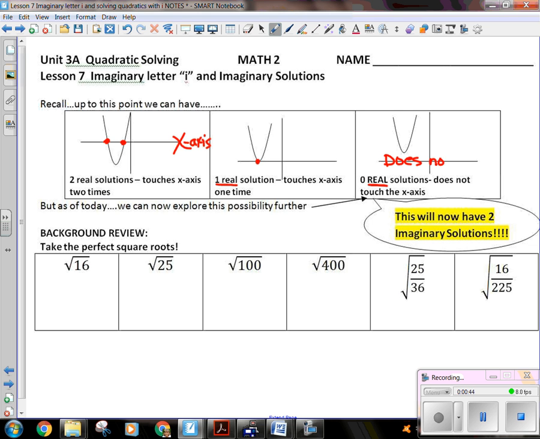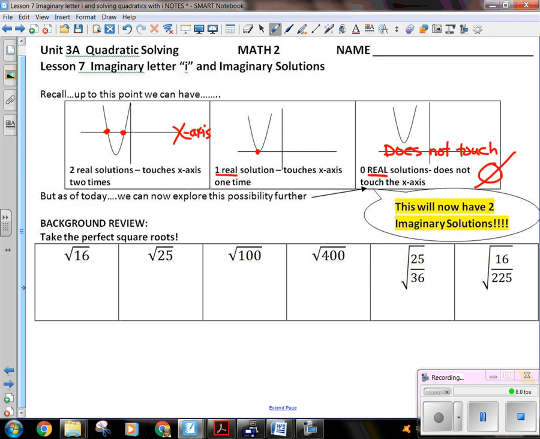And when it does not touch, prior to this, we had always said no real solution. Or sometimes I'd even use that symbol, 0 with a line through it, for no solution. However, this is where we're going to pick up and explore just a little bit more. This will now have two imaginary solutions. So, as background, let's just review.